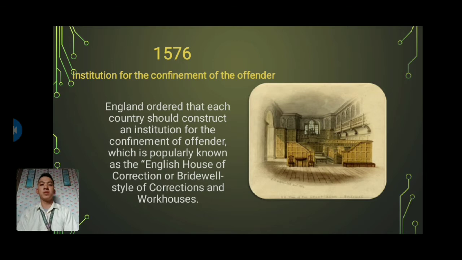So, next, in 1576, Institution for the Confinement of the Offender. England ordered that each county should construct an institution for the confinement of offenders, which is popularly known as the English House of Correction, or Bridewell style of corrections and workhouses. So nakikita nyo, yan yung example ng picture ng tinatawag nila na English House of Correction or Bridewell.